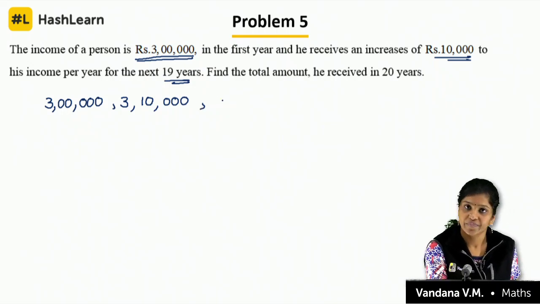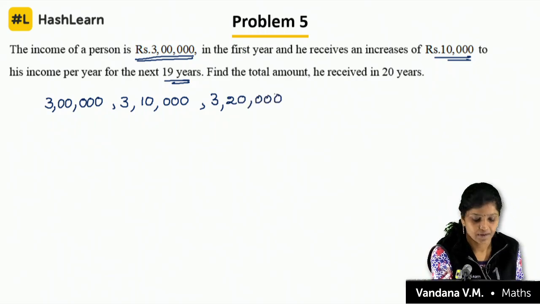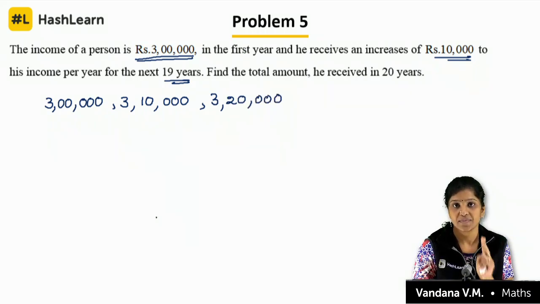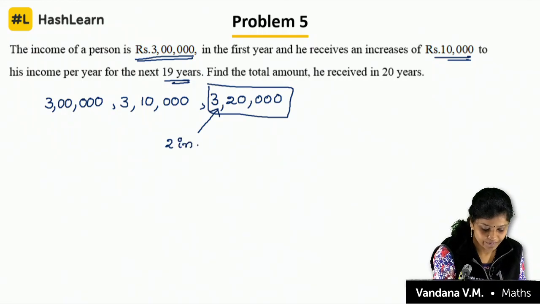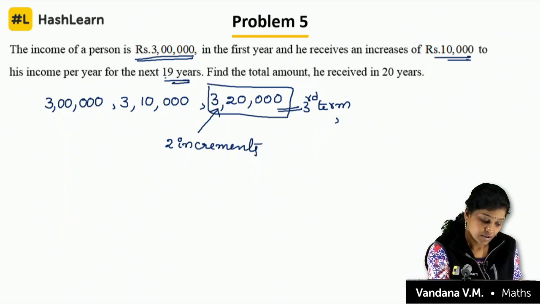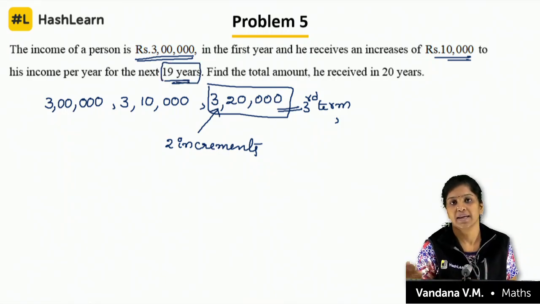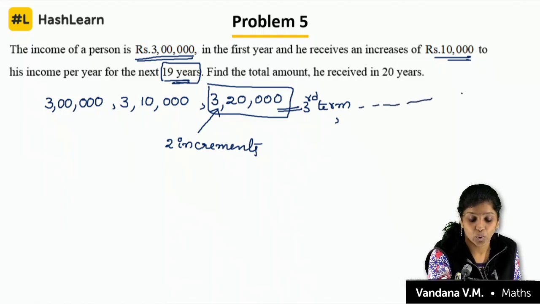And then next year 3 lakh 20,000. So, if I am getting the 2 times increment, that was my third term. After the 2 increments, this term is the third term. In the same way, till 19 years I'll get the increment. So what will be my 19th? After 19 increments, I'll get my 20th term.